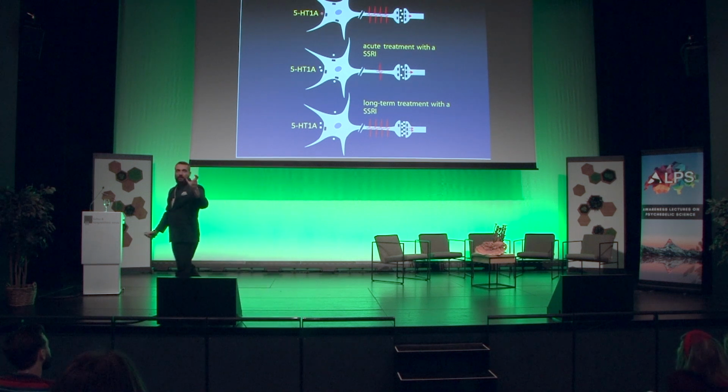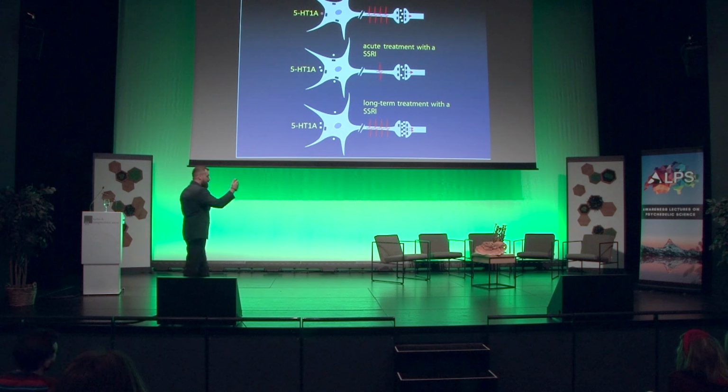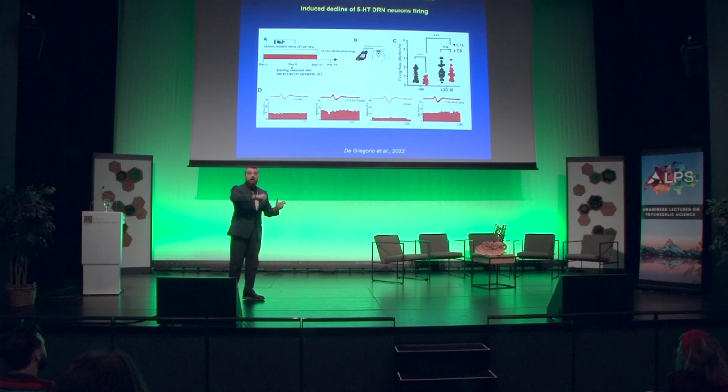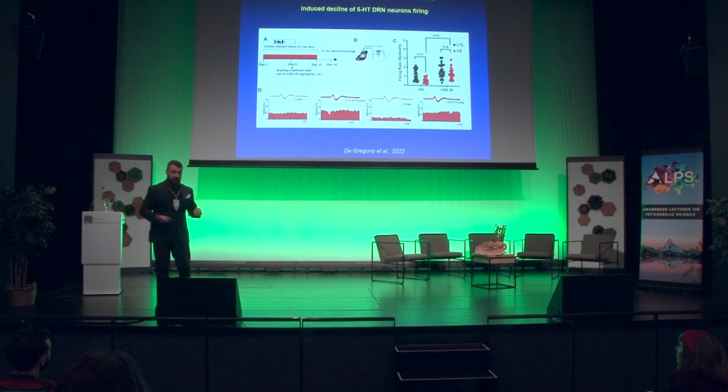And what happens when you have an anxiety disorder in the dorsal raphe nucleus, at the serotonergic neurons? Animals following a chronic stress procedure have, as you can see, a reduction in the neuronal activity. And we found that pretreatment with LSD was able to prevent this decline in the neuronal firing rate.